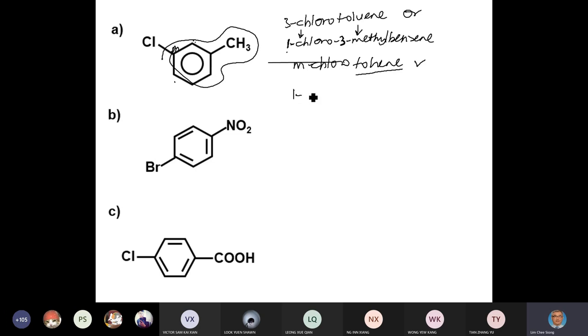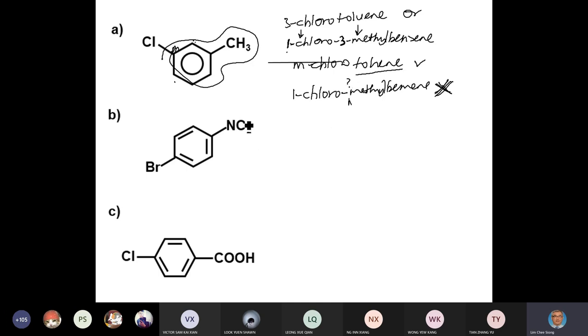Now, some students are very smart. They say, Mr. Lim, I put one chloro, then followed by methyl benzene. Can or not? I say no. You must give me the number for the methyl group.